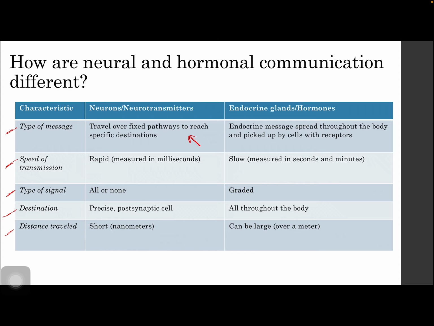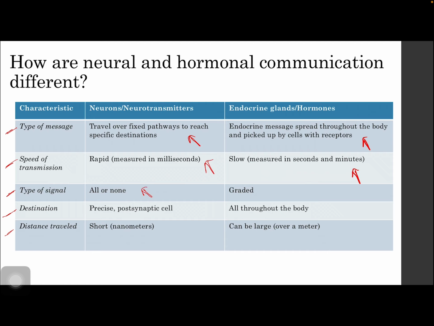So neurons release neurotransmitters. These are traveling over fixed pathways, sent to reach a very specific destination, whereas hormones tend to spread throughout the body, throughout the bloodstream, and they're picked up by cells with receptor types specific to that hormone. Neurotransmitters are released very, very rapidly in a matter of milliseconds, whereas hormonal release tends to be much slower. You can actually measure it more in seconds and minutes because it's a much slower process.